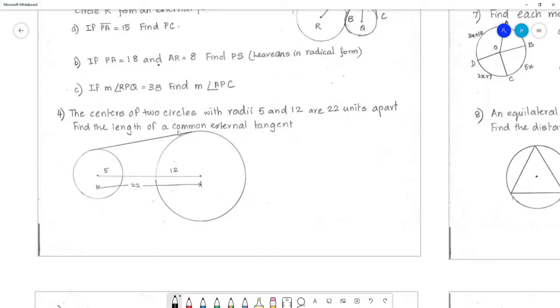Remember the definition of a common external tangent? It's a tangent where the centers don't intersect the tangent. An internal tangent will look something like that, where the centers do intersect the line of tangent. So let's figure this out. We have radii of 5 and 12, they're 22 units apart. We're trying to find the length of this line right here.